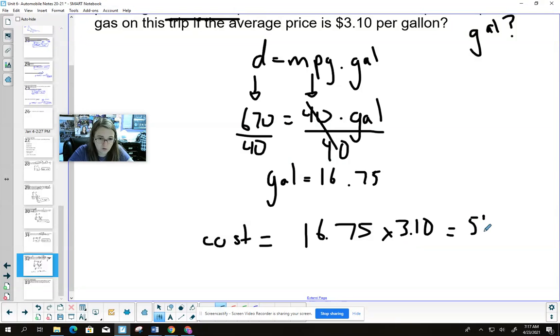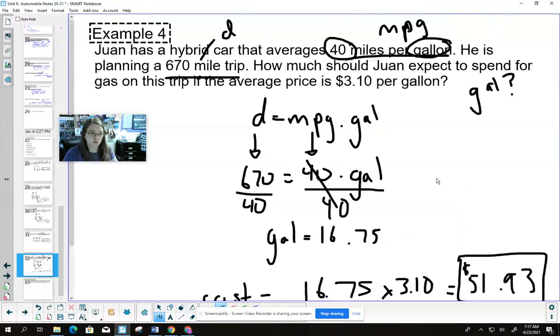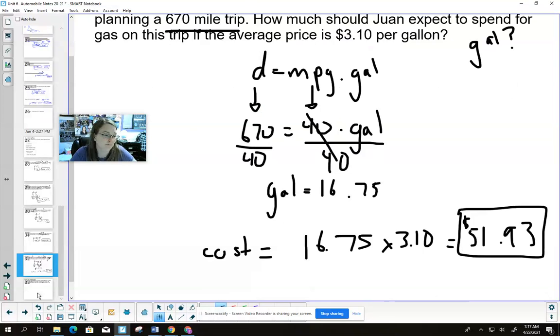You should get 51, and then let's go ahead and round this up to 93. So that's about how much he should budget for gas for this trip. Not too bad, actually. 670 miles. And again, that's because he has a hybrid car. If he did not have a hybrid car, it'd be a lot more, because that would have a lower MPG.